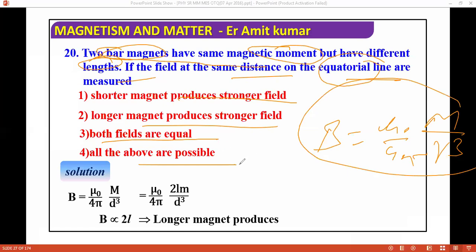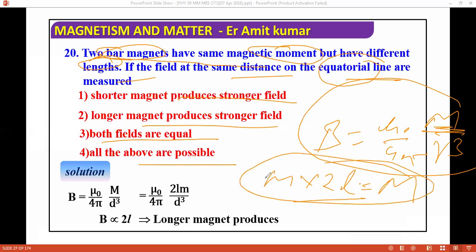Or in place of m, what can you say? Small m into 2l is the capital M. Do you agree? So if small m into 2l is the capital M, from here what do you observe? B is proportional to the length of the magnet. A longer magnet produces a stronger field. Can we say? Tell me. So this will be the answer.